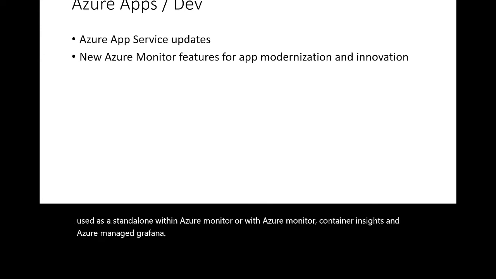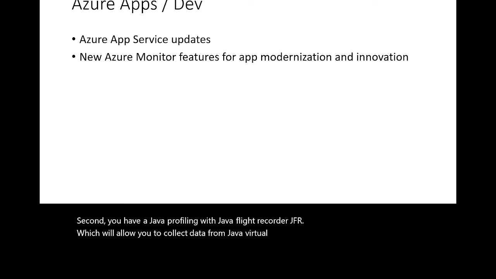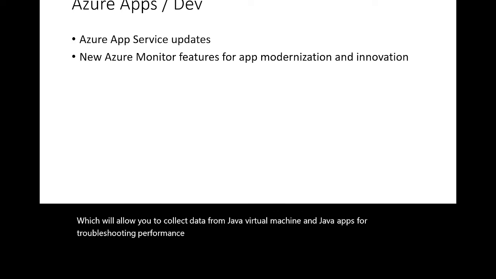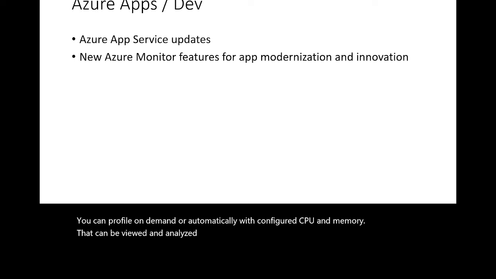Second, you have Java profiling with Java Flight Recorder, JFR, which will allow you to collect data from Java Virtual Machine and Java apps for troubleshooting performance issues. You can profile on demand or automatically with configured CPU and memory triggers that can be viewed and analyzed with the preferred tool. So you can get the data and use it somewhere else.